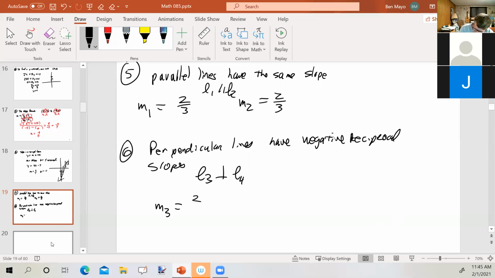Let's say slope 3 is 2/3. Slope 4 would be -3/2. So parallel lines, same slope. Perpendicular lines, the slopes are negative reciprocal. So you flip it over and change the sign of it. Okay.